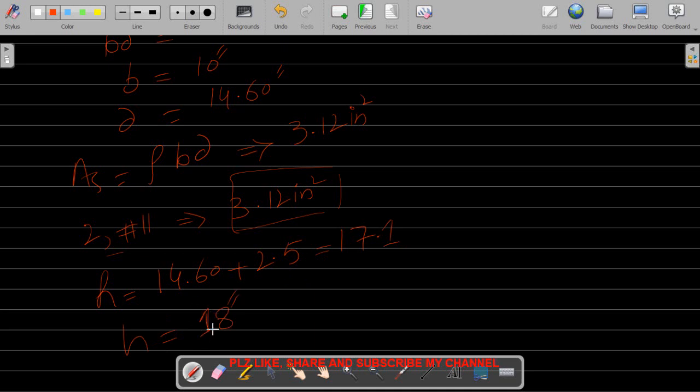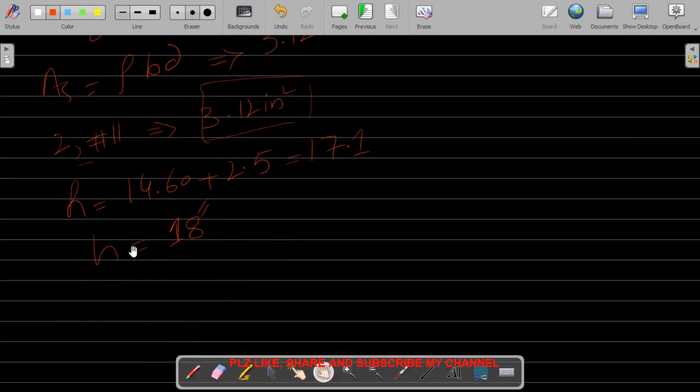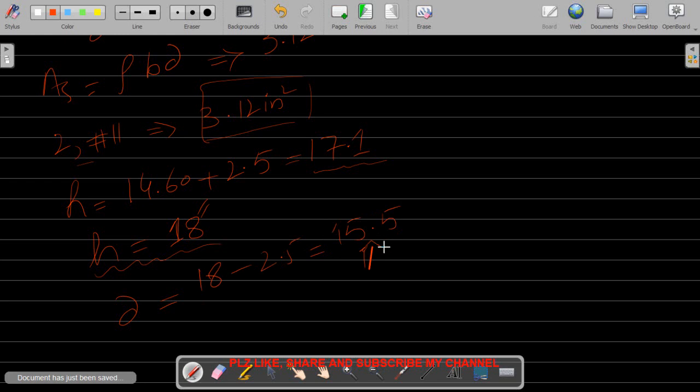Now see the difference. As I'm rounding my depth from 17.1 to 18 inch, it will change my effective depth, because this time if I calculate d minus 2.5, I will get 15.5 inch. So you can see the clear difference that my previous depth is 14.60. So now my depth is increased.